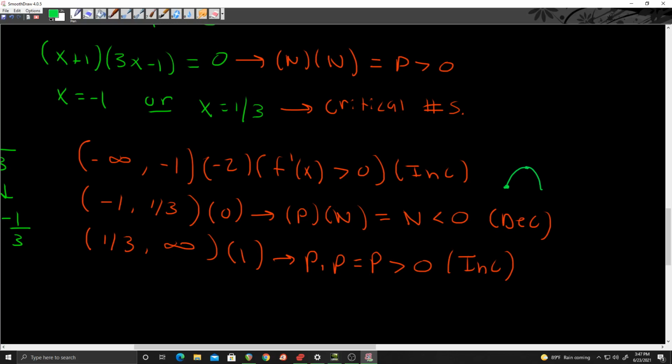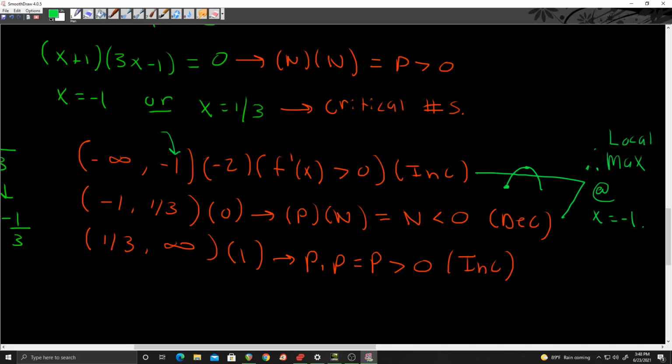This was the location that we were looking at, the -1. Because of these two pieces of information, therefore we have a local max at x equal -1. Okay, we've justified it. The derivative went from positive to negative, so there we go.